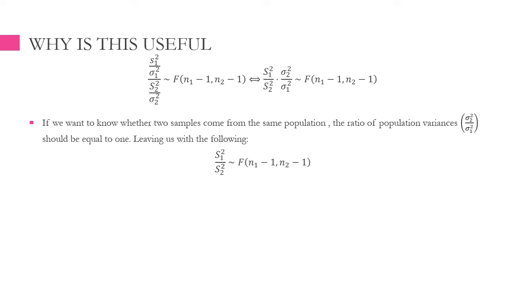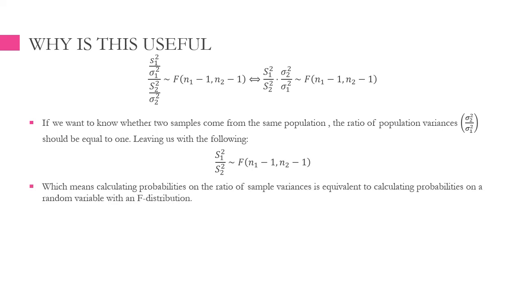s squared 1 over s squared 2, where 1 is the first sample and 2 is the second sample, is also an F distribution, because we're assuming that the ratio of the population variances should be equal to 1 if we think that our populations are the same. So we have this ratio of sample variances.